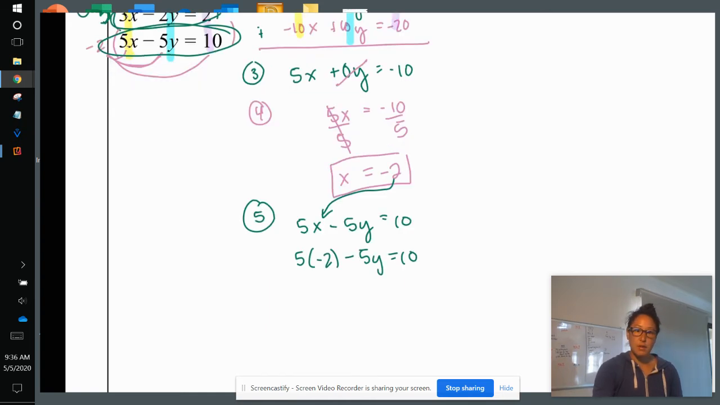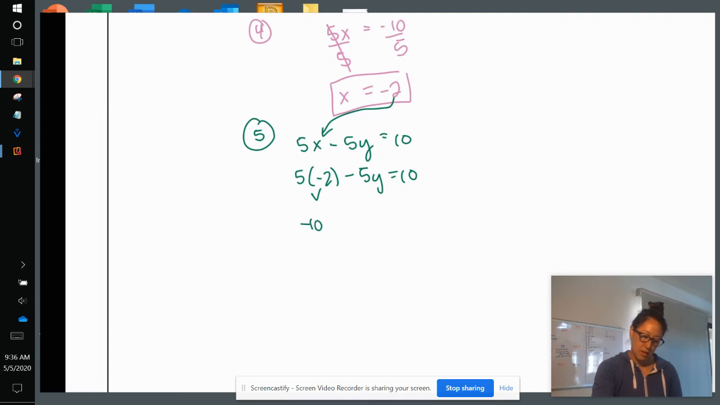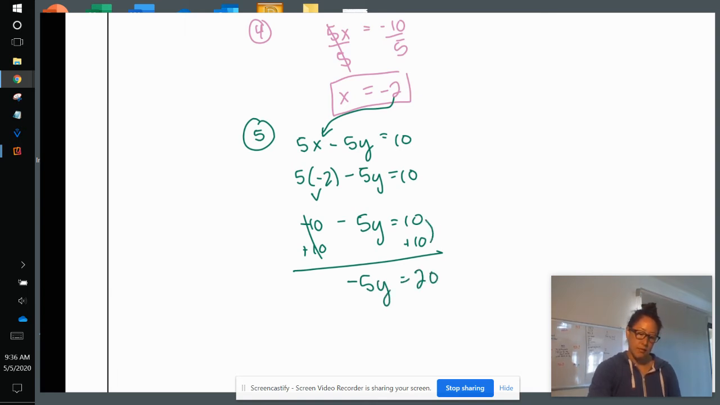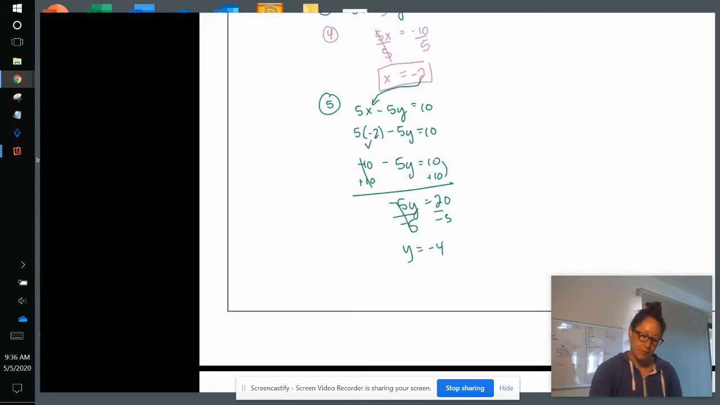So my y should be left because I'm solving for y. We need that unknown. Okay, so I add 10 to both sides. Staying neat, showing my work. 10 plus 10 is 20. Negative 5 times y, so to undo the times, we're going to divide. And I get the value of 1y is equal to negative 4.